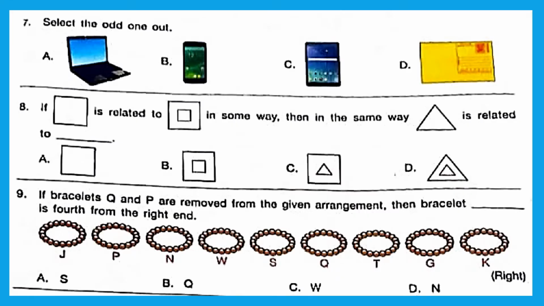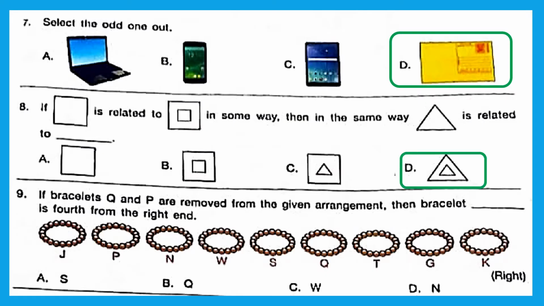Question 7. Select the odd one out. A is laptop, B is mobile, C looks like an iPad and D is a letter. So A, B, C, they are digital means of communication and D is the physical one. So D is odd one out over here. Question 8. If square is related to square inside square in some way, then in the same way triangle is related to triangle inside triangle. Option D is the right answer.